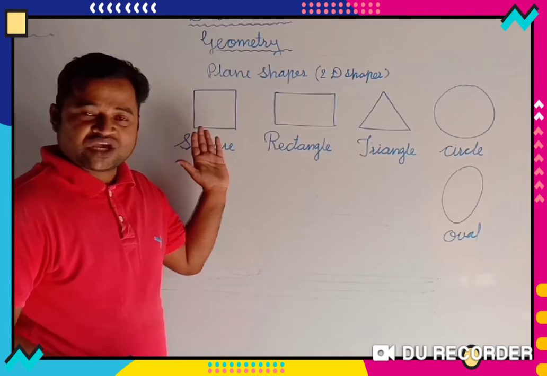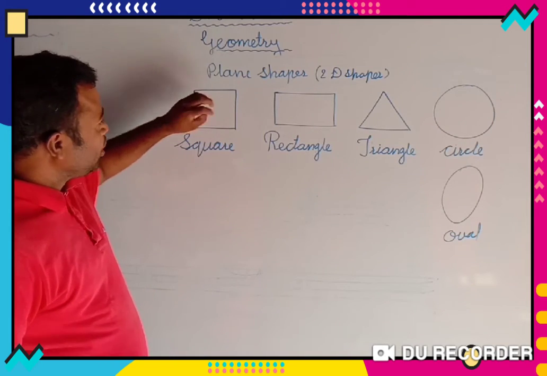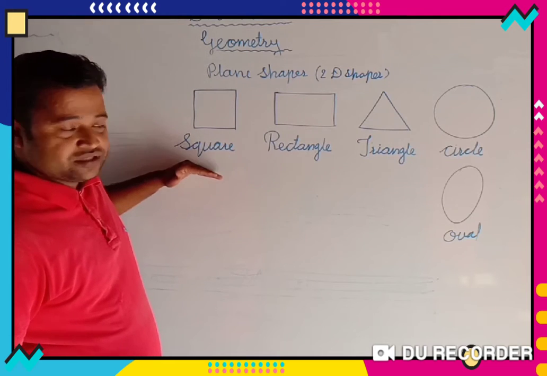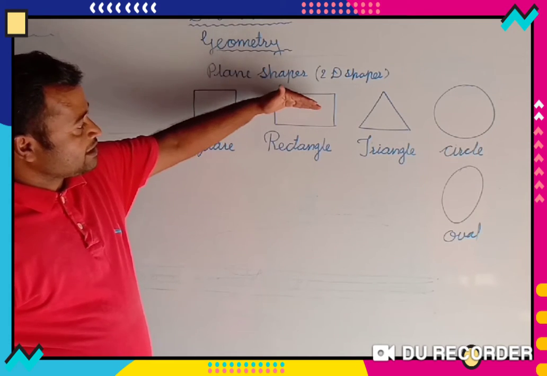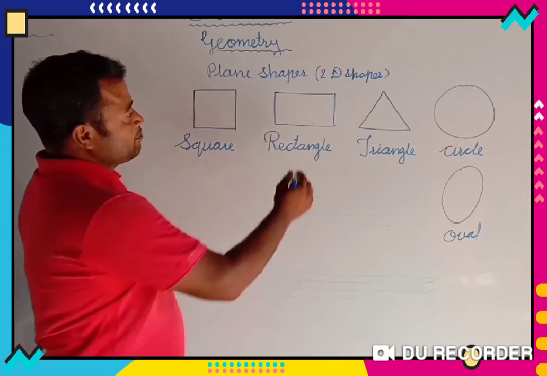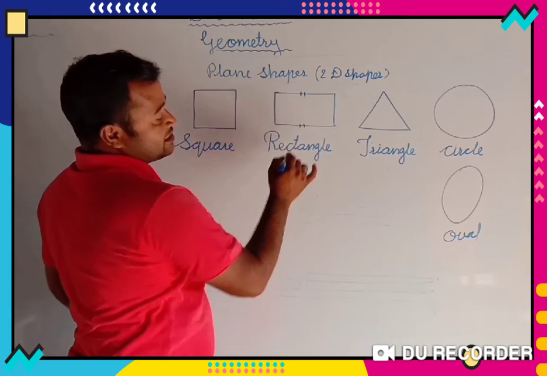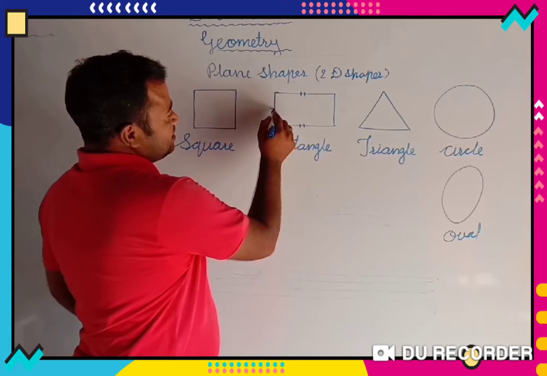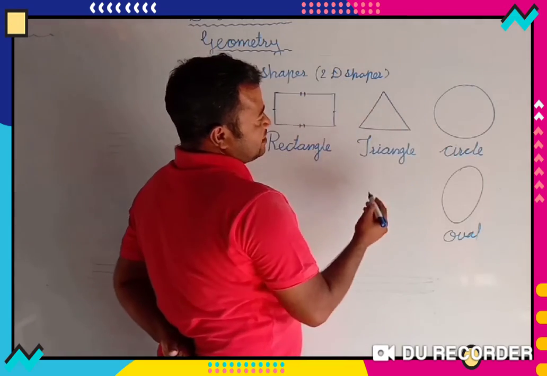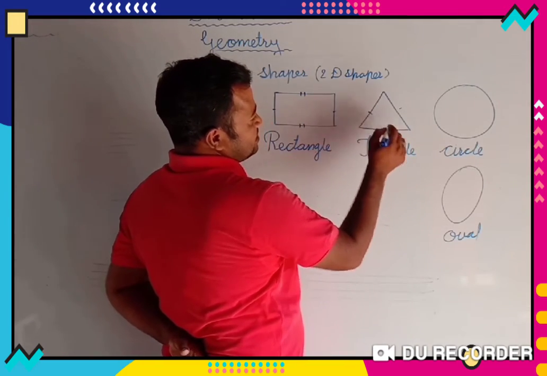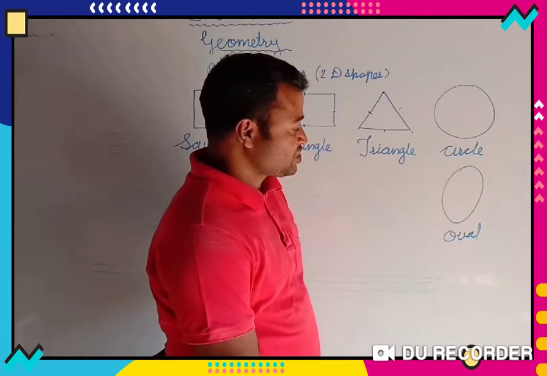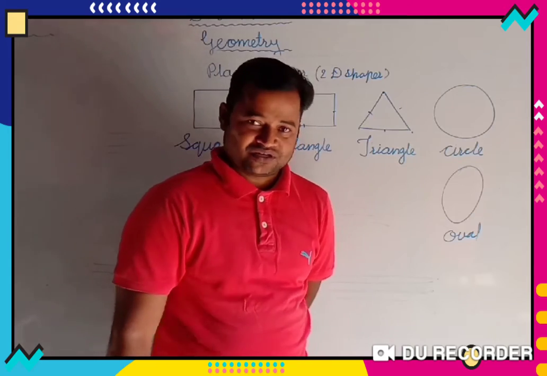Regarding square, we learned yesterday that all its 4 sides are equal. It has 4 sides and 4 corners. Regarding rectangle, we understood that it also has 4 sides and 4 corners, but the opposite sides of a rectangle are equal. This side is equal to this side and this side is equal to this side. Then we studied a triangle, which has 3 sides and 3 corners. Circle and oval have no sides and no corners.